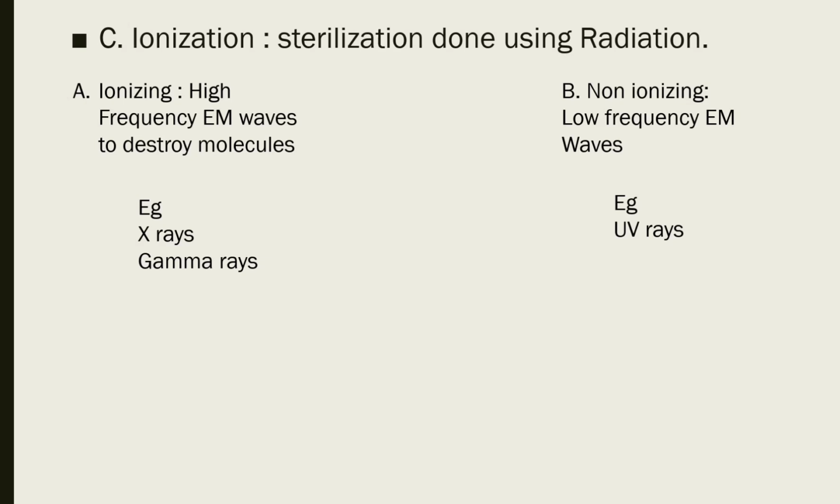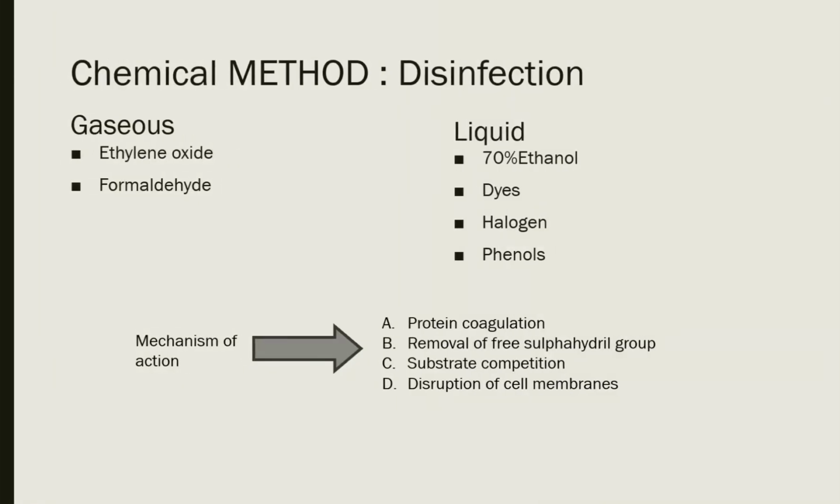for example UV rays. Why do we use ionization? Because microorganisms are also made up of molecules, atoms and proteins. Through this radiation, all these atoms, molecules and proteins get destroyed or degenerated, so that the microorganism cannot survive, and is thus killed.